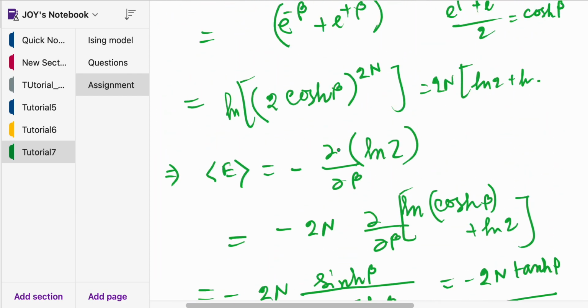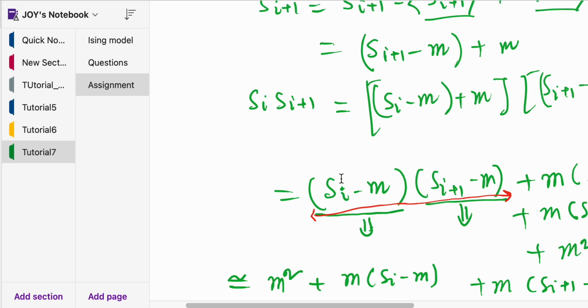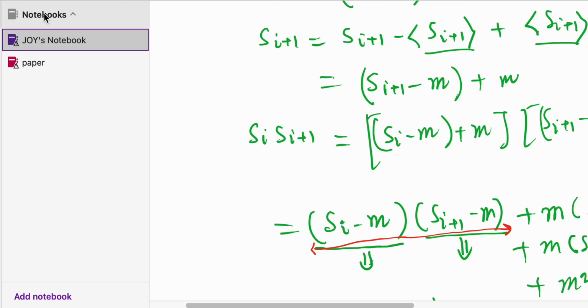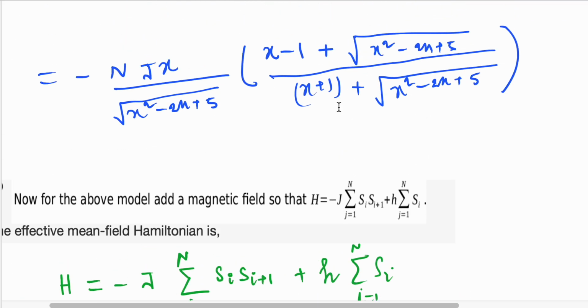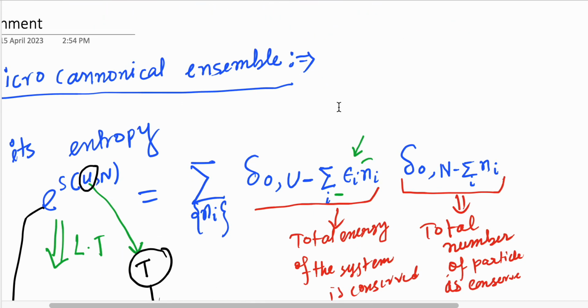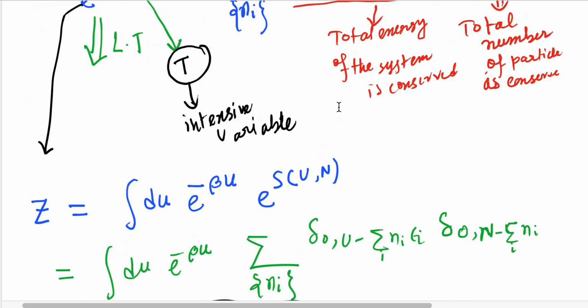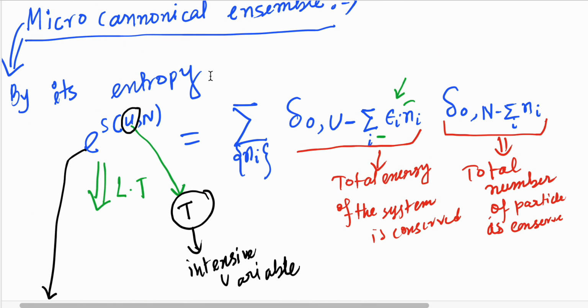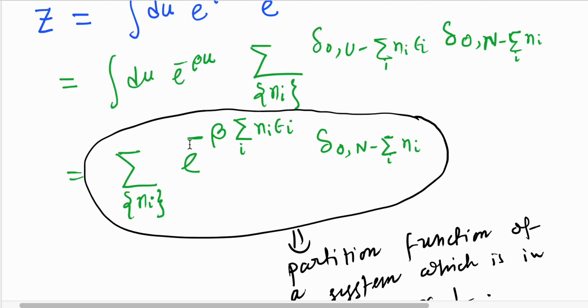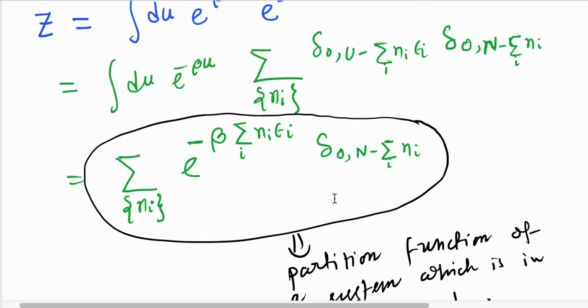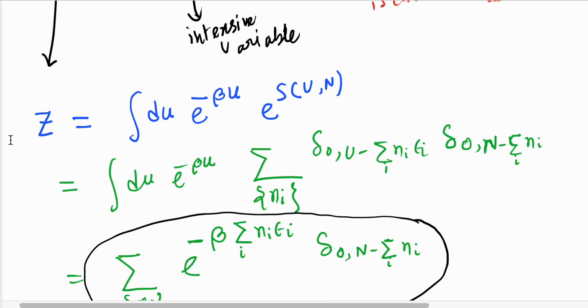And another interesting thing, let me go back to the beginning of this tutorial, where I told you that the canonical ensemble can be used when the partition function is needed to describe the system.